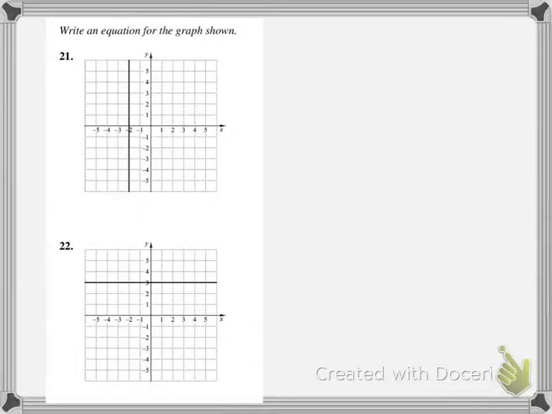Now here is a situation where they're giving us the lines and we have to write the equations. So in the first one, it's a vertical line. Well, look at where it's crossing. Is it crossing the x-axis or the y-axis? Well, it's crossing the x-axis, and it's crossing at -2. Look at the one on the bottom. Is it crossing the x or the y? This one's crossing the y at 3.